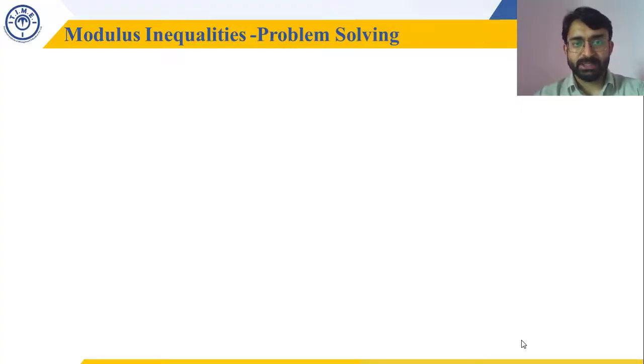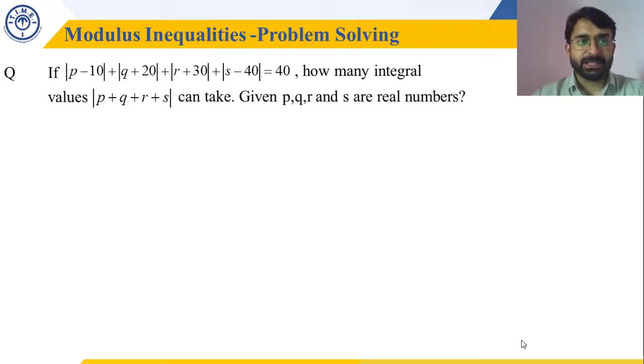Now let's move to the next question. This is a different question. It is not from your handout. The question is, if |P minus 10| plus |Q plus 20| plus |R plus 30| plus |S minus 40| is equal to 40, how many integral values can |P plus Q plus R plus S| take, given that P, Q, R and S are real numbers.